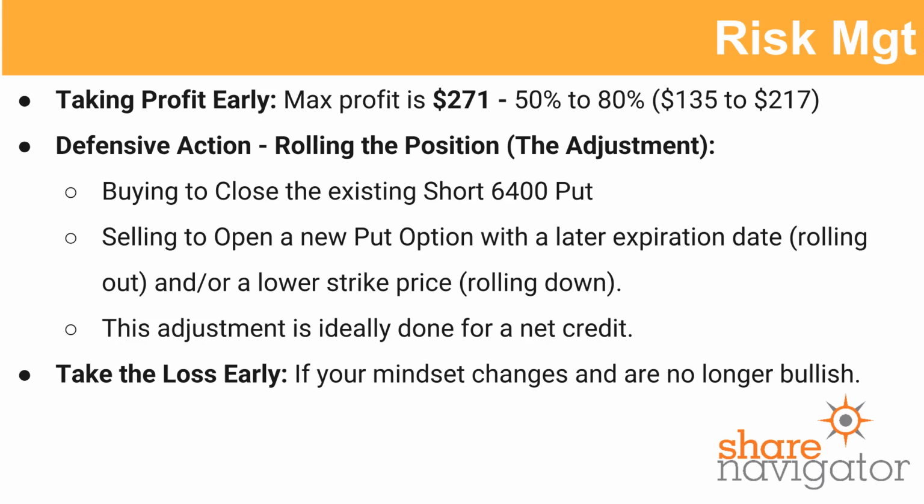If the trade starts moving against us, we can roll out the position. That means buying back this put option, closing it down, probably for a loss, but opening up the January one, probably for another credit. And we can even roll the strike price down. That's called rolling the trade. And then sometimes you just got to take the hits early. If our mindset changes, we need to just walk away and take the loss.